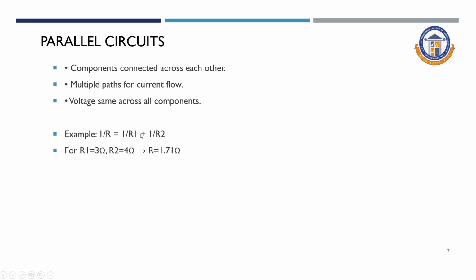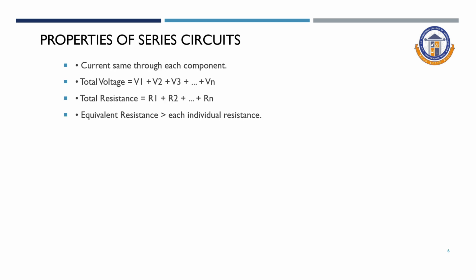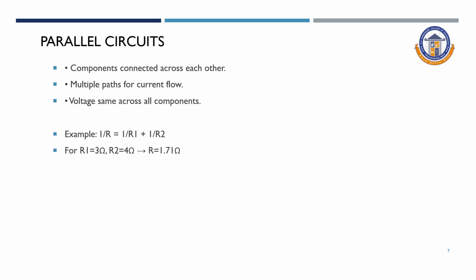In the series connection, the equivalent resistance is always greater than each individual resistance. For example, if I have 10 ohm, 30 ohm, and 40 ohm connected in series, the total resistance is 10 plus 30 plus 40, so 80 ohm. That total equivalent resistance of 80 is greater than each individual resistance.